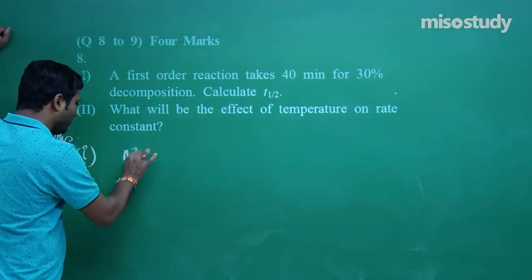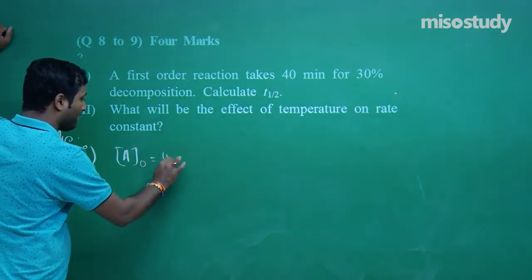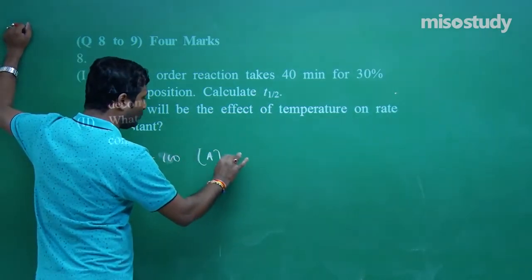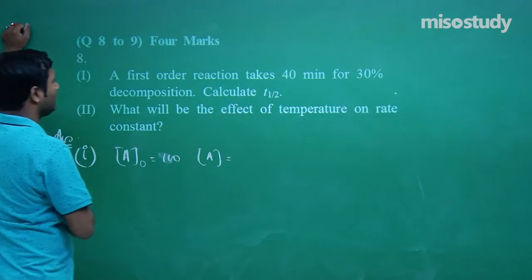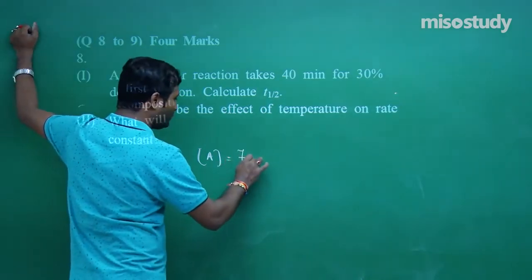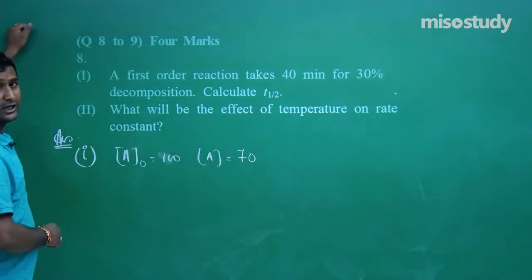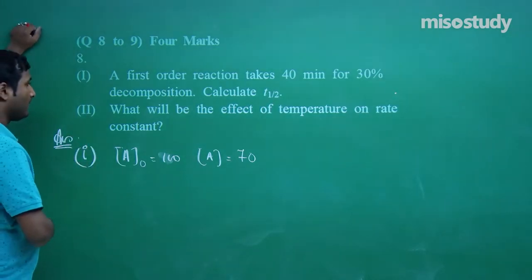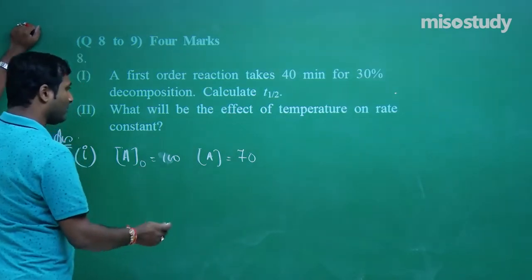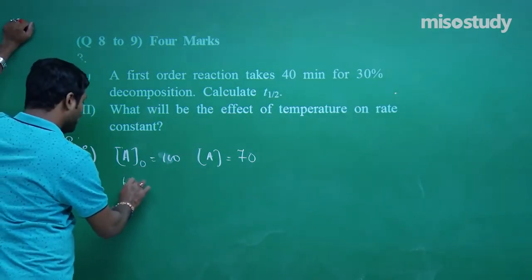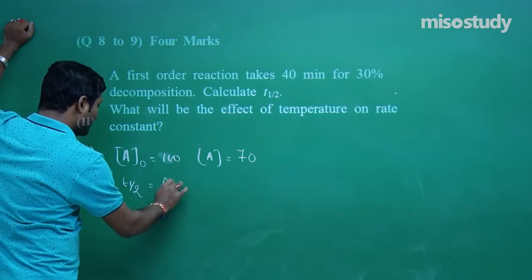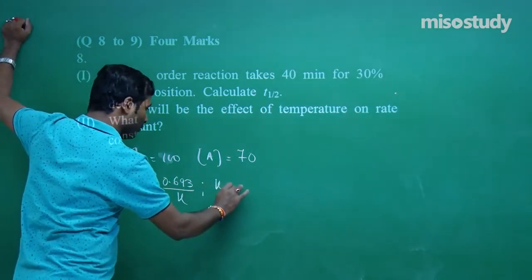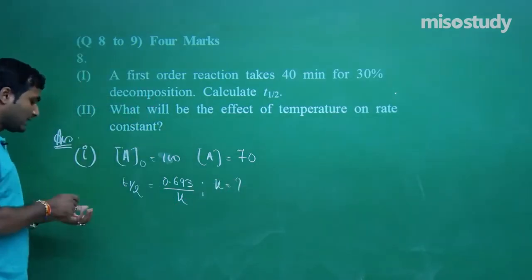That is A naught is given here, my friend, 100, and A is equal to, that is 30% decomposition. So A is equal to, my friend, 70, not 30. So remaining, that is A. Clear to you? Calculate T half. Now we need to find T half. We know T half is equal to 0.693 upon K, but we do not know K here. So how to get the value of K?